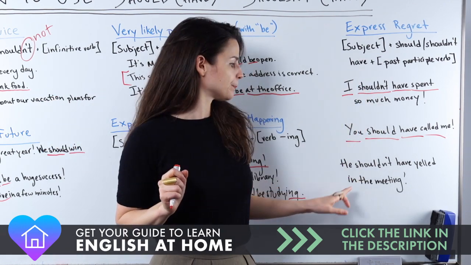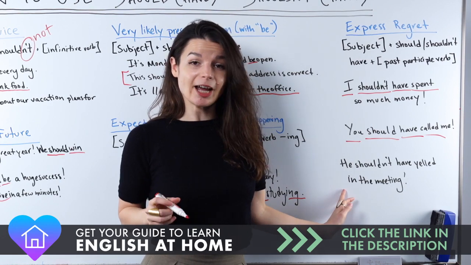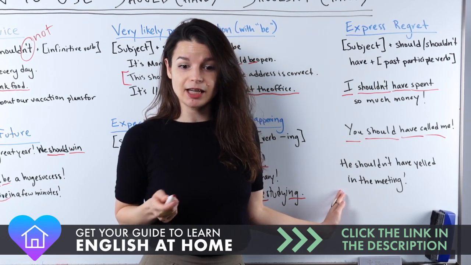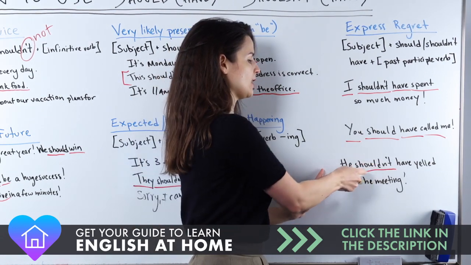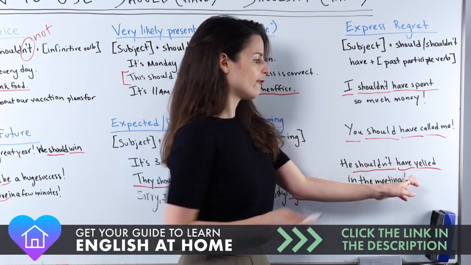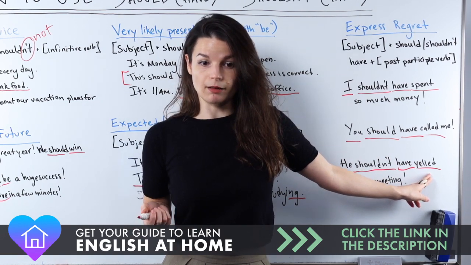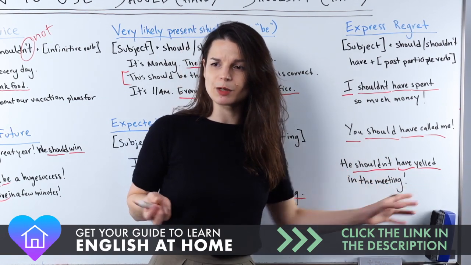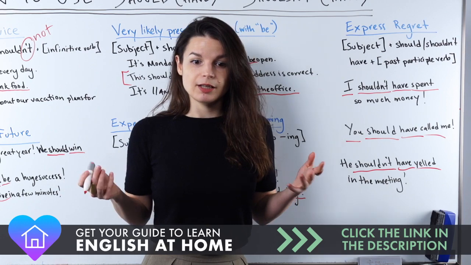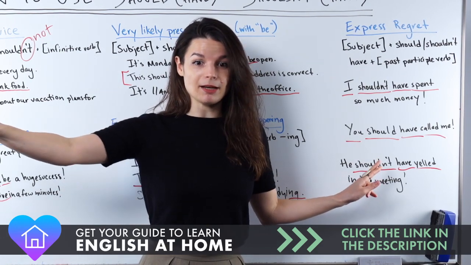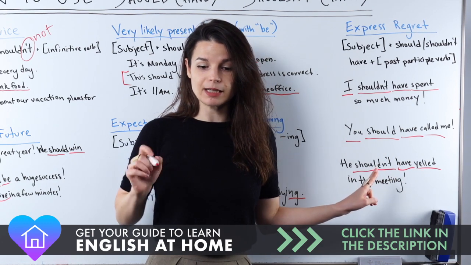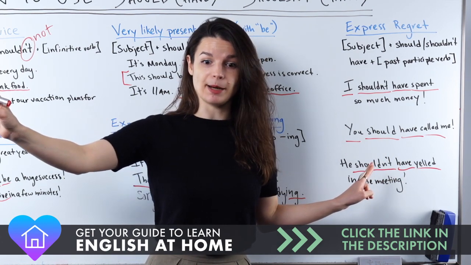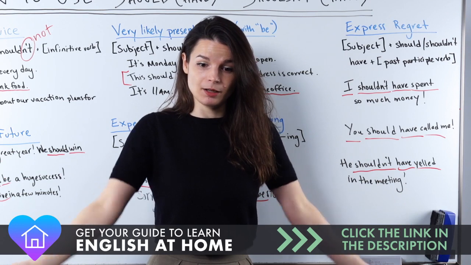Let's look at one more example. He shouldn't have yelled in the meeting. So again, we're using this negative form. Have, past participle verb, yelled. He shouldn't have yelled in the meeting. It was so unprofessional. So that means he did yell in the meeting. So yes, although it's negative, that means that action happened in the past and we wish it had not.